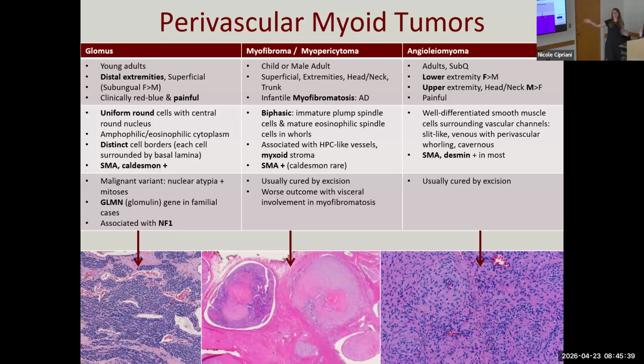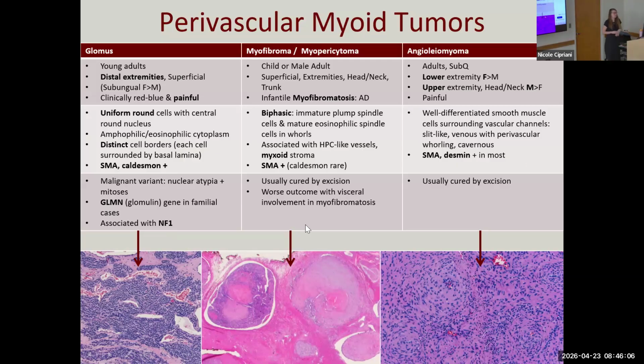And then all the way on the right, we have your very, very well differentiated spindle cell smooth muscle tumor, angioleiomyoma. Again, usually extremities, usually painful, very circumscribed, but you have these smooth muscle bundles that emanate and whirl off of the vascular lumina, right? So you have this whirling of smooth muscle in the background. Usually, again, myogenic marker positive.